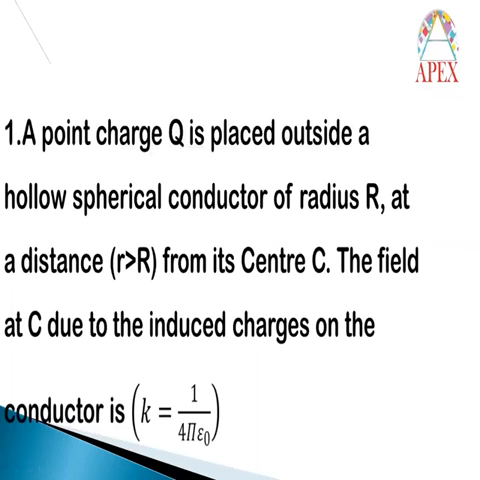A point charge Q is placed outside a hollow spherical conductor of radius capital R at a distance small r. Of course, outside, that means r is greater than capital R, from its center C. The field at C due to the induced charges on the conductor is.